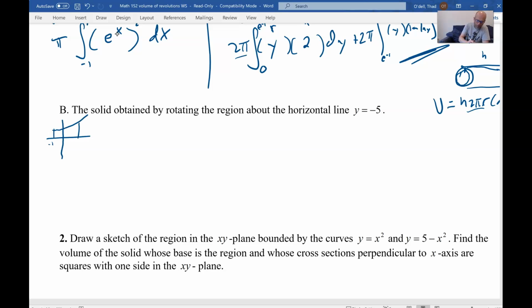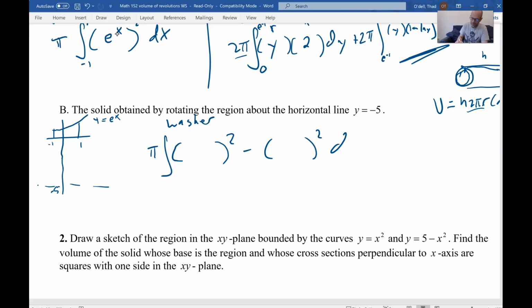where that's negative 1, that's 1, and this is the line y equals e to the x, right? But now we have a horizontal line down here at negative 5. So that's definitely going to have a hole in the middle. So that means we either have to use the washer or the shell. We'll start with the washer, because that's in terms of x, since we're still rotating around a horizontal line. So that means we need pi times the integral of big R squared minus little r squared dx.